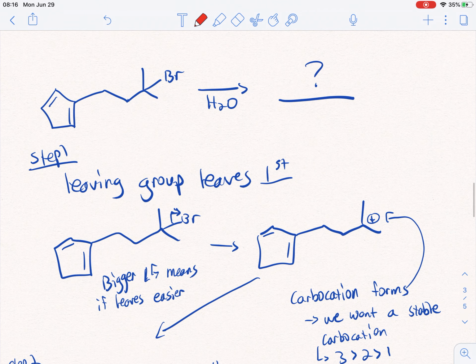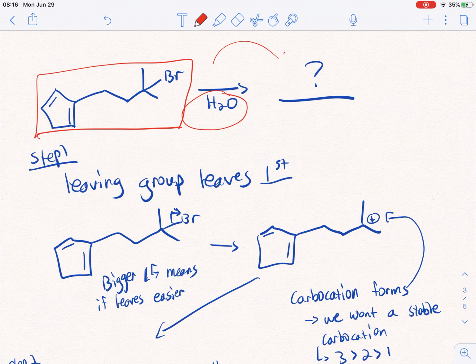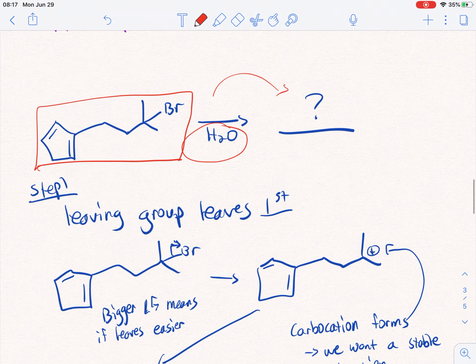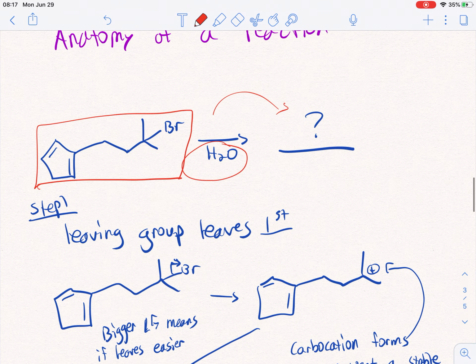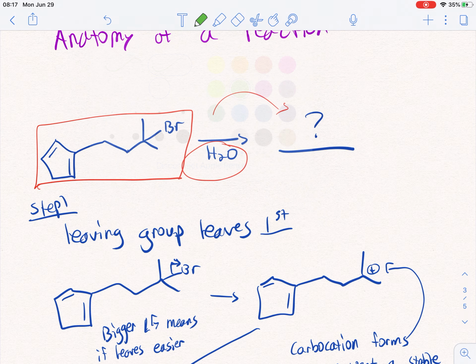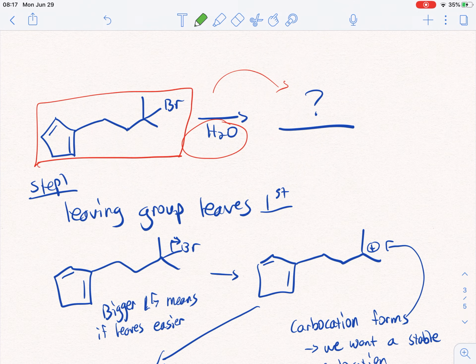So here we have a reaction. We have this bromine species reacting with water to make some kind of product. The first thing you want to do with any of these reactions, for me, I like to figure out what's the purpose of each piece of this reaction. And again, before with SN2, we talked about how important the leaving group was, right?